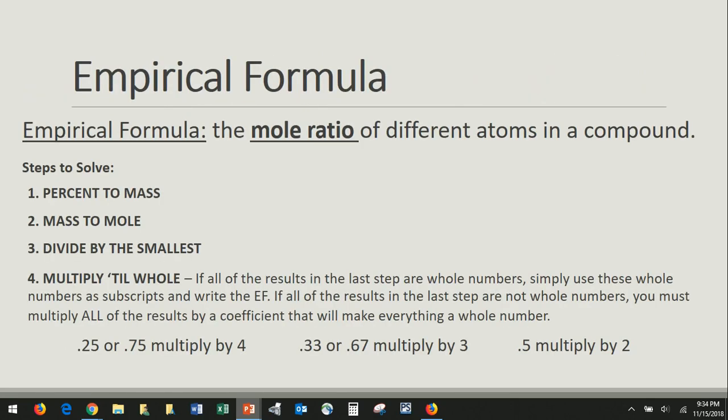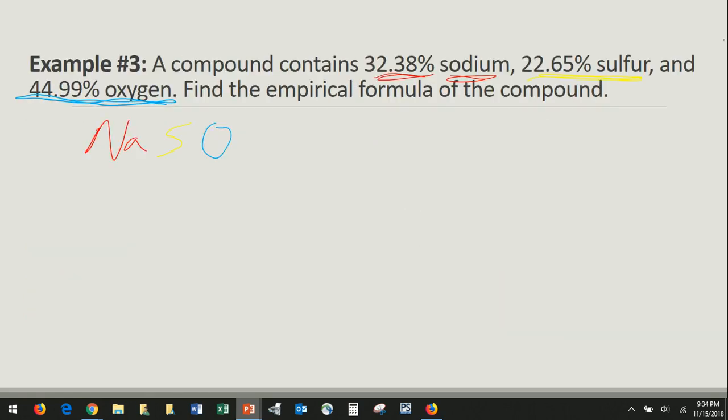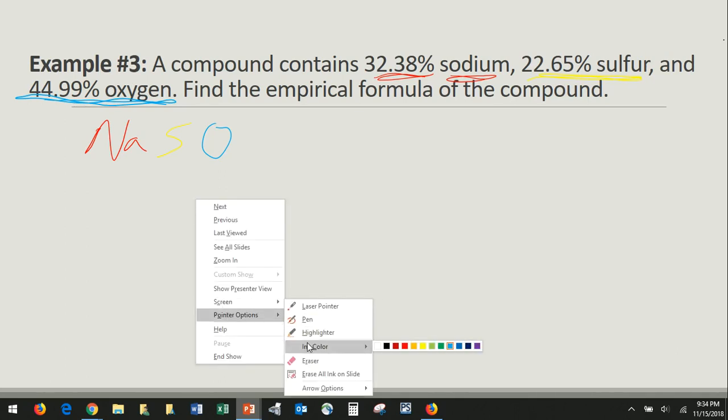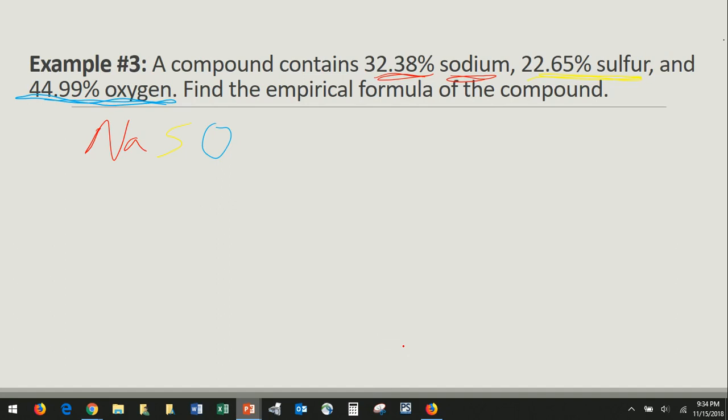And the steps to do this are you convert the percents to mass. And the way you do that is just taking literally the percents and making a mass. And we can do that because if we assume we had 100 grams of substance, then if we had 100 grams and 32.38% is sodium, then 32.38 grams would be sodium. And the way I tell you to think about that is if you take a test with 100 questions and you get 32 right, then you would get a 32%, right?